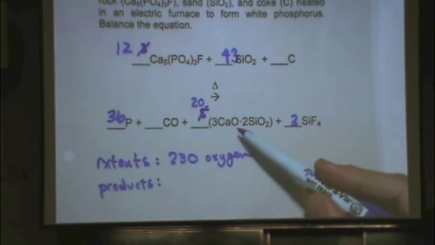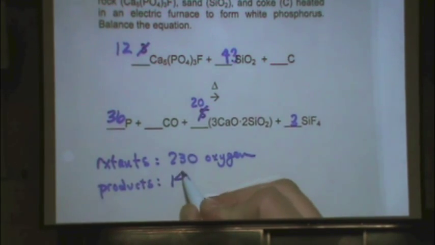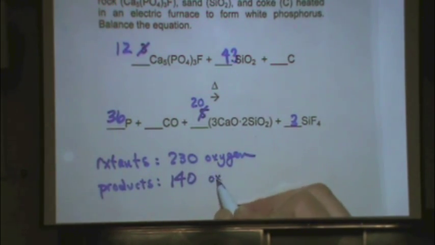Okay, let's do the products right now as it stands, not including the CO. How many oxygens are right in here? I got 140. Okay, let's try that together. There's 4 here. Is that okay? 2 times 2, there's 4 right there. Plus another 3. So a total of 7 in this whole complex right there. 7 times 20, 140. So right now, I've got 140 oxygens in the products.